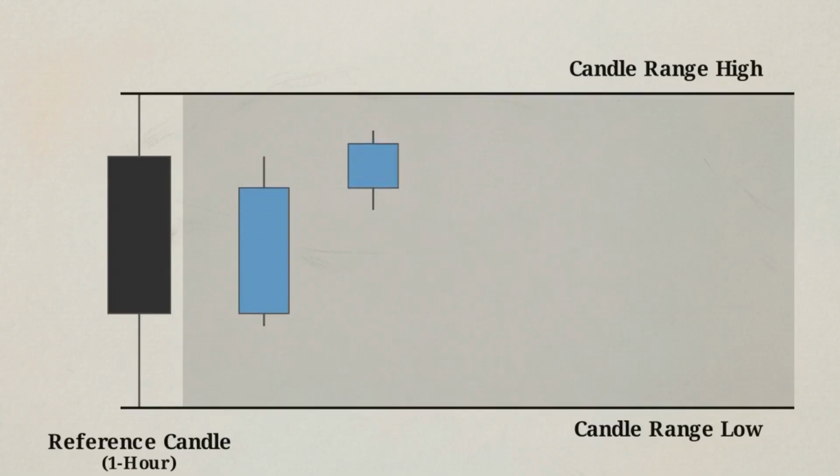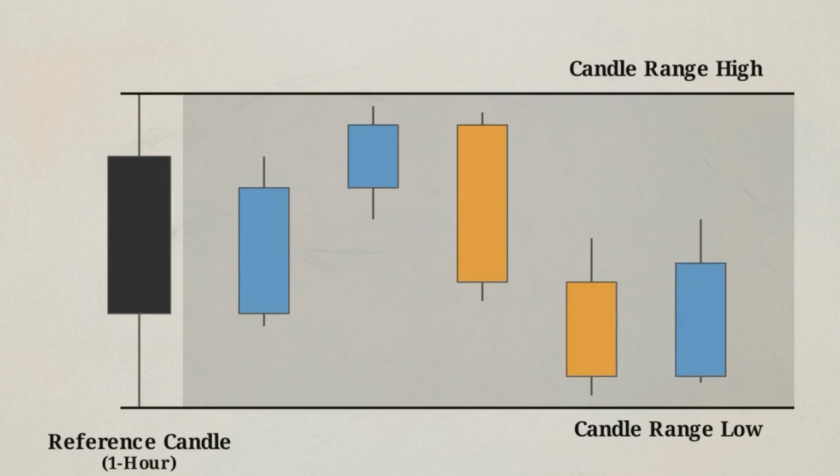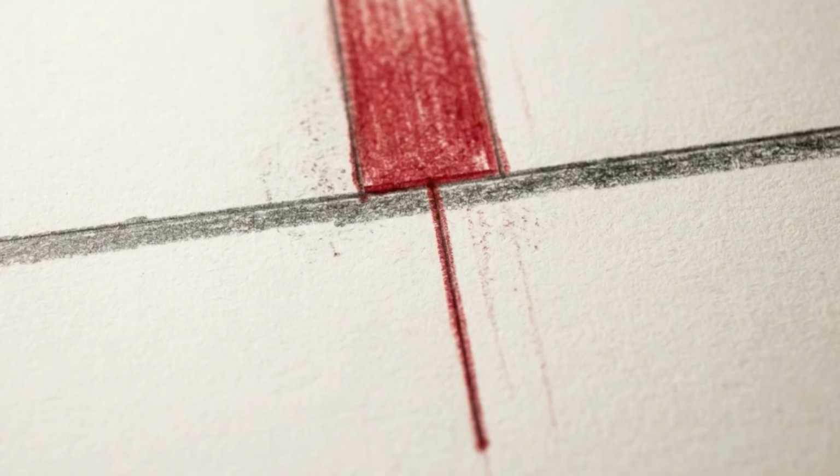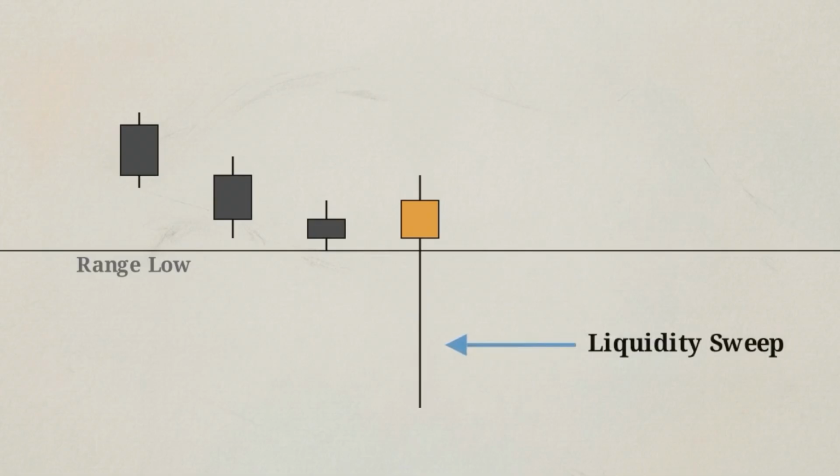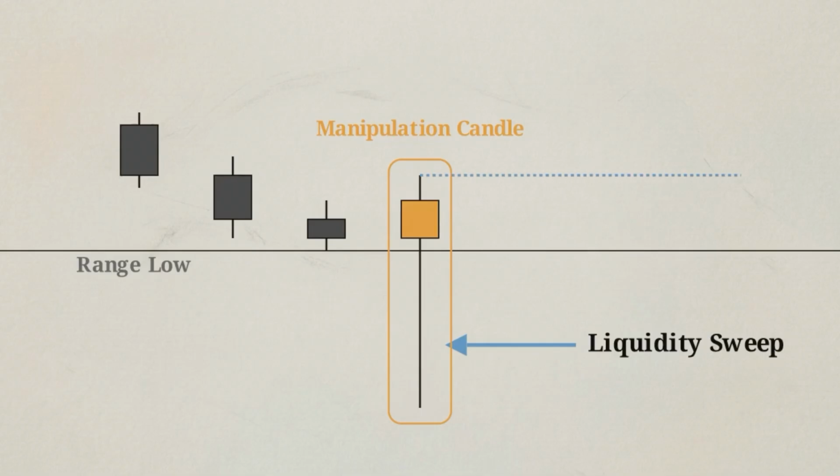Until the price breaks one of these levels, the market is in a period of consolidation where no clear trade exists. Watch for the next 1-hour candle to push below the range low boundary. This move triggers sell-side liquidity, trapping breakout traders as the price pulls back. The resulting long wick confirms a liquidity sweep, not a trend. We label this the manipulation candle. Now draw a horizontal line across its highest point.